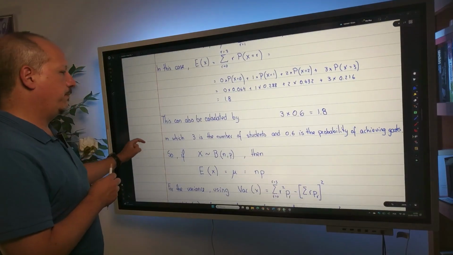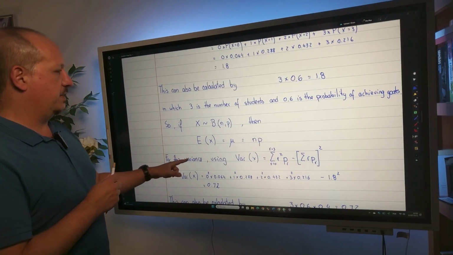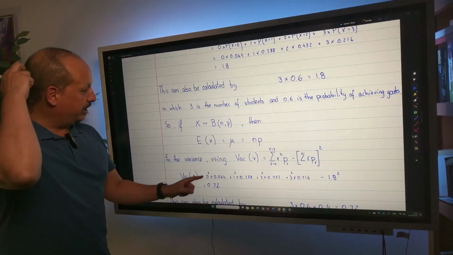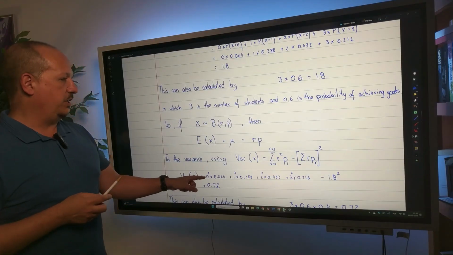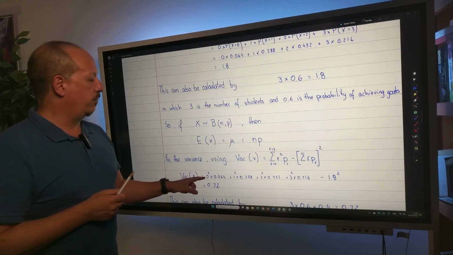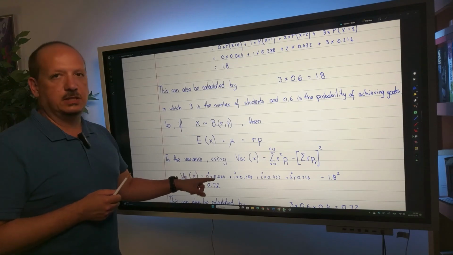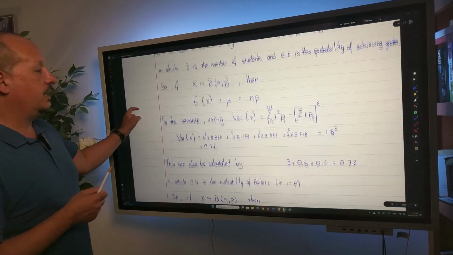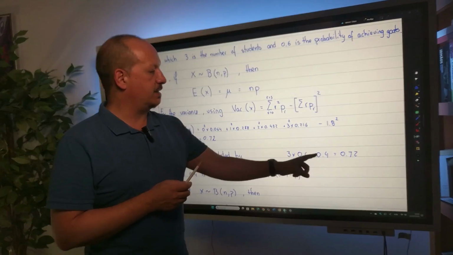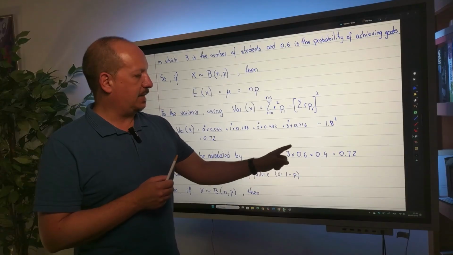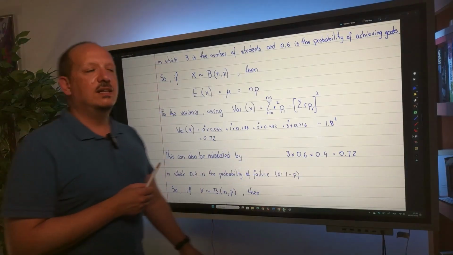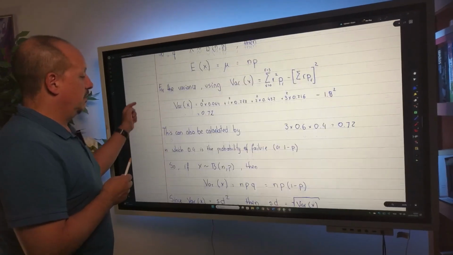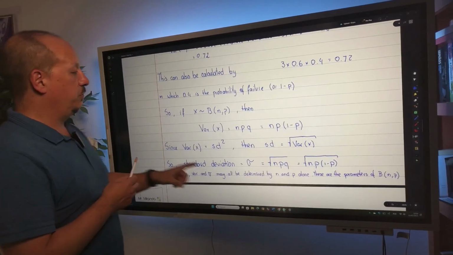What about the variance? Again, I used the general expression for discrete random variables to calculate the variance. So I used all possible results for the random variable squared times the probability associated with it, and I got this result, 0.72. But I can get it as well by doing 3 times 0.6 times 0.4. So n times p times q. It gives us the variance. And if this is the variance, then if we want the standard deviation, we just square root that.